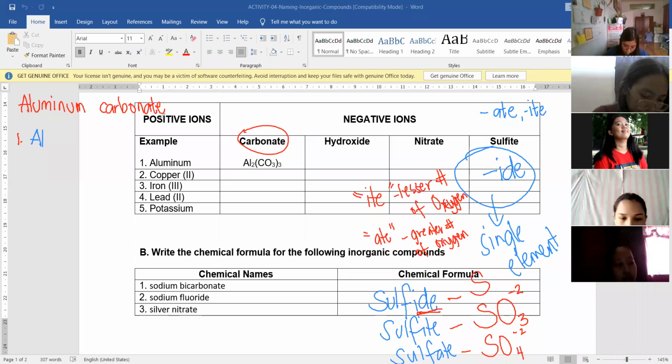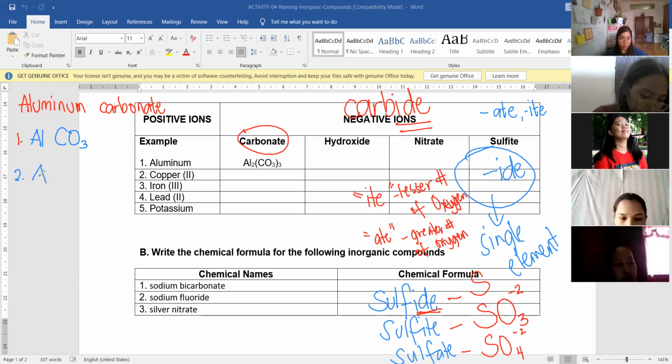Now this one is carbonate, so it is not carbon. If it were just carbon, it should end in ide, and we call that carbide. But carbonate is a polyatomic ion. When you make your index card for the polyatomic ions, you will see there that carbonate is CO3.